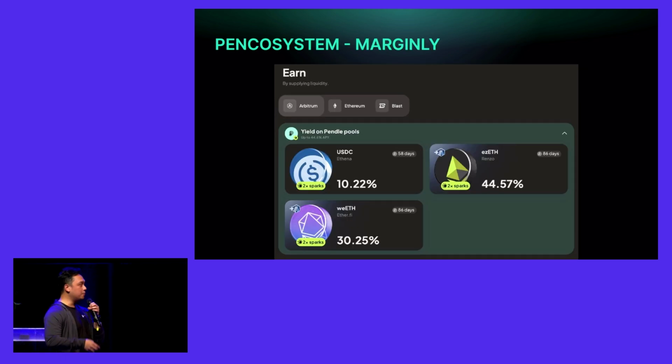Marginly is a margin trading protocol. So if you are the kind where you would want to margin trade positions on AMMs and stuff, this is one platform that you can use. But other than that, because Pendle has its own AMM where you can trade between YTs and PTs, Marginly is a place for you to be able to trade on margin up until 20x for these different types of Pendle assets.